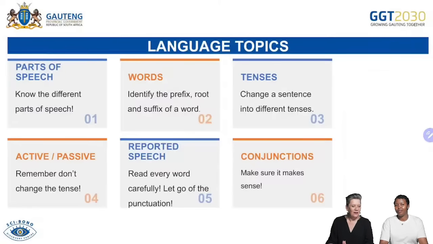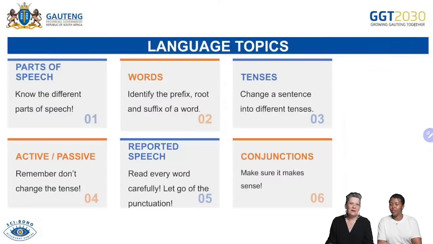Part of speech, you have to know each one. You must be able to recognize it in a sentence. Then with specific words, you have to know what's the difference between a prefix, a suffix, and the root word. Tenses, you might be asked to change a tense from one tense to the other. Be very careful about how they ask it. What tense do they want to be changed into?